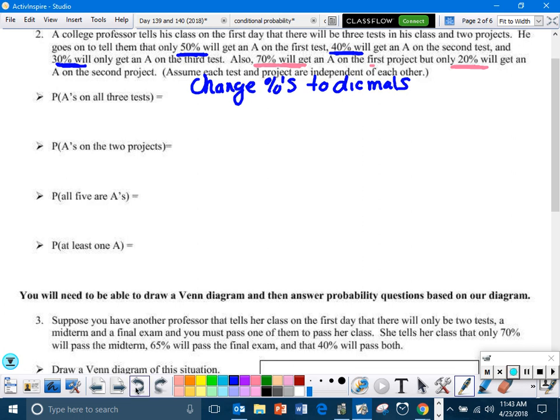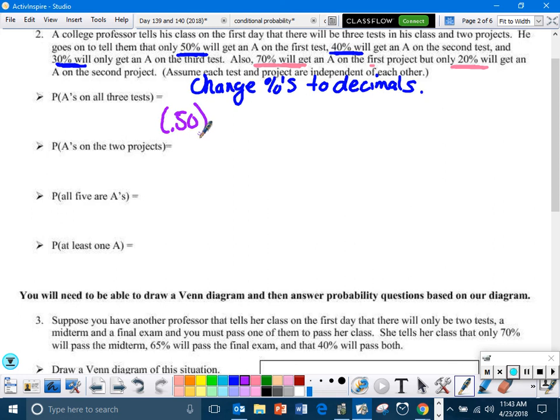Oh, I can't spell today. Let me fix that. Much better, okay? All right, so 50% would be 0.5 or 0.50.